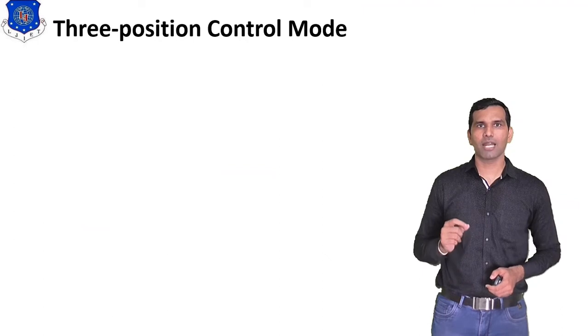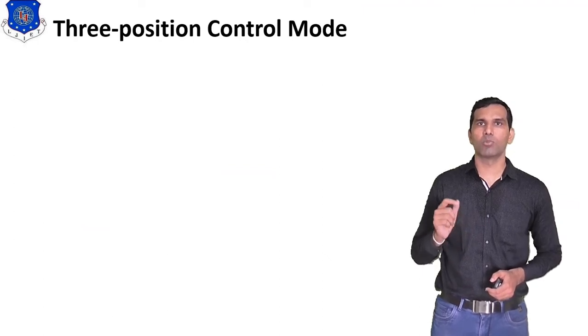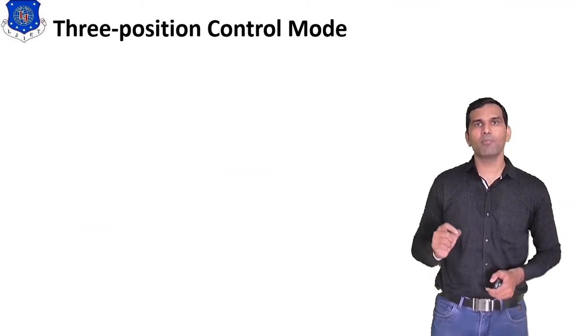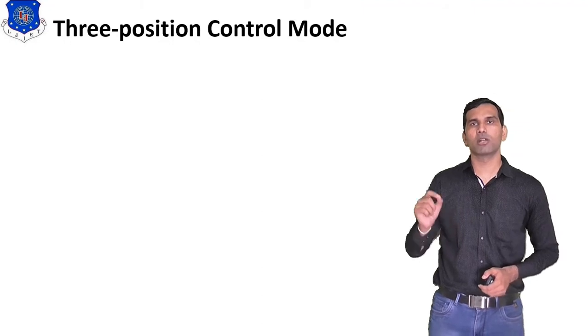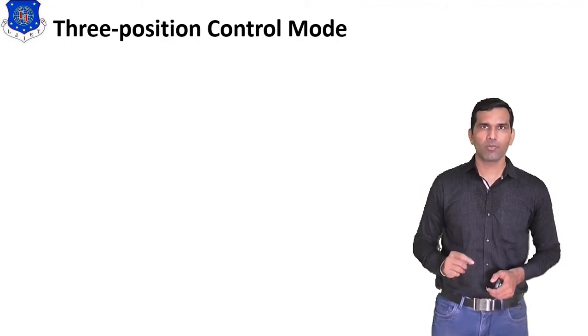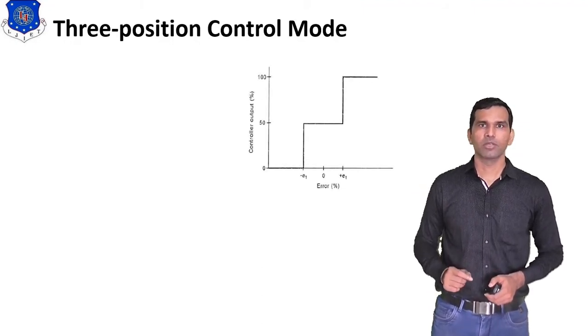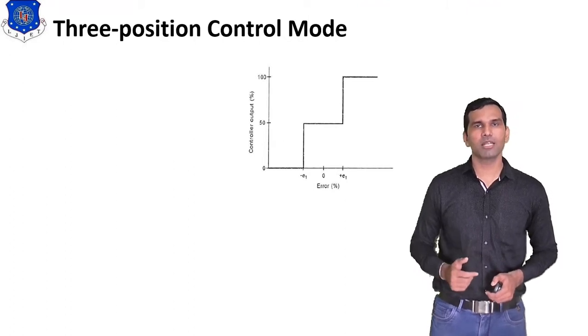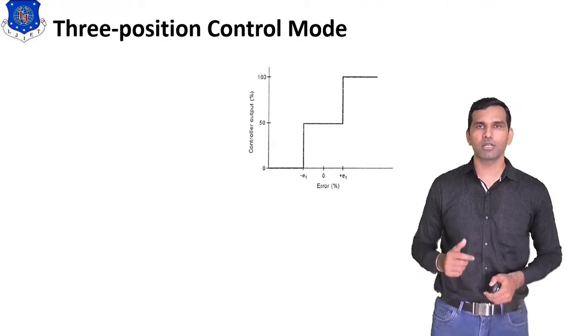Now we start with the 3-position control mode. This is an example of multi-position control mode. So this is the graphical representation of 3-position control mode.